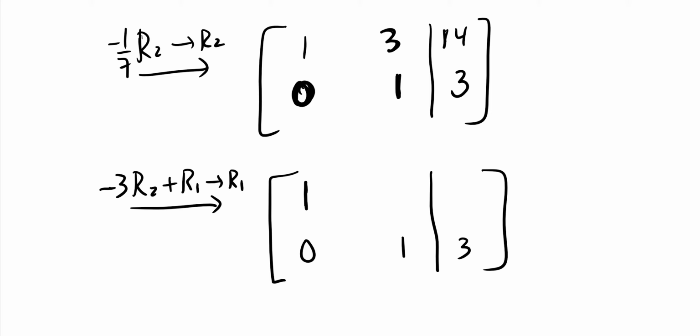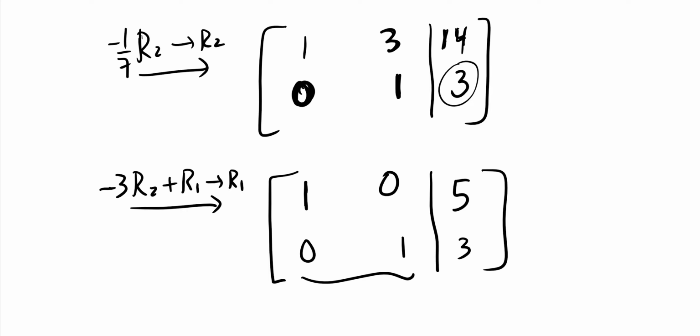Now multiply this one down in the middle by negative 3. And that's negative 3. Added to the 3 above it, that makes it 0. Now negative 3 by this 3 is negative 9. Added to 14, which is the one right above it, makes it 5.